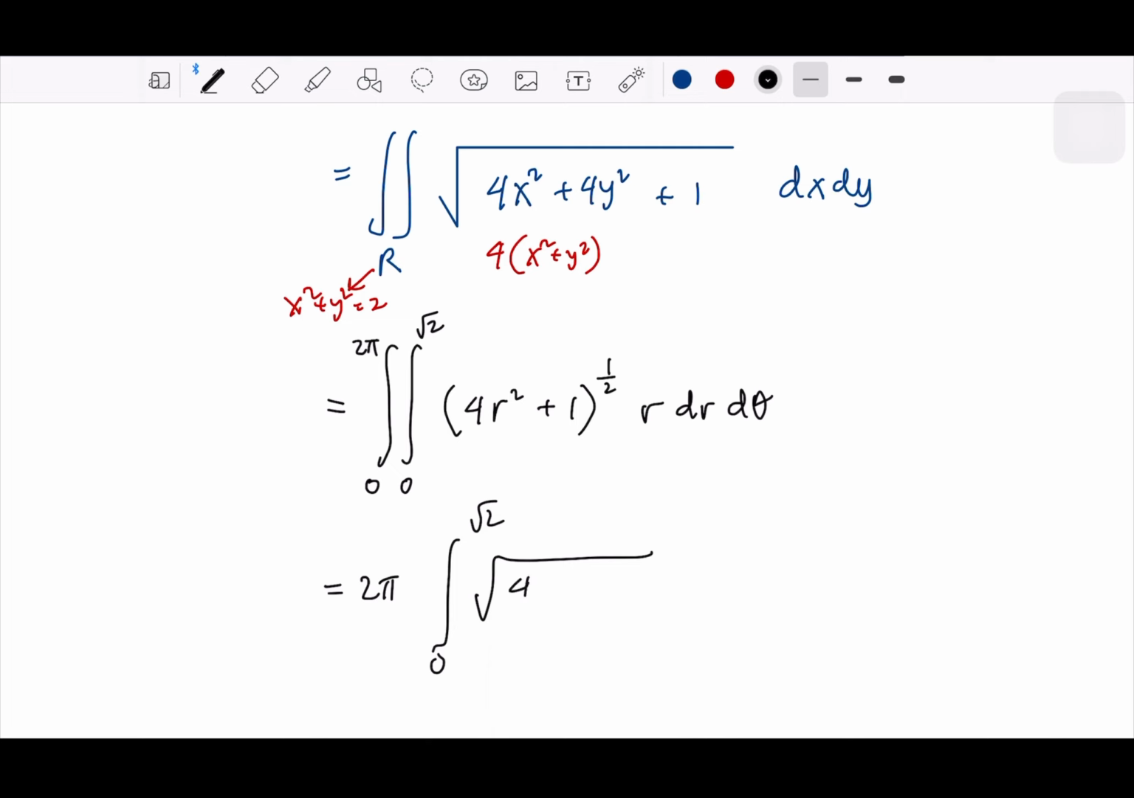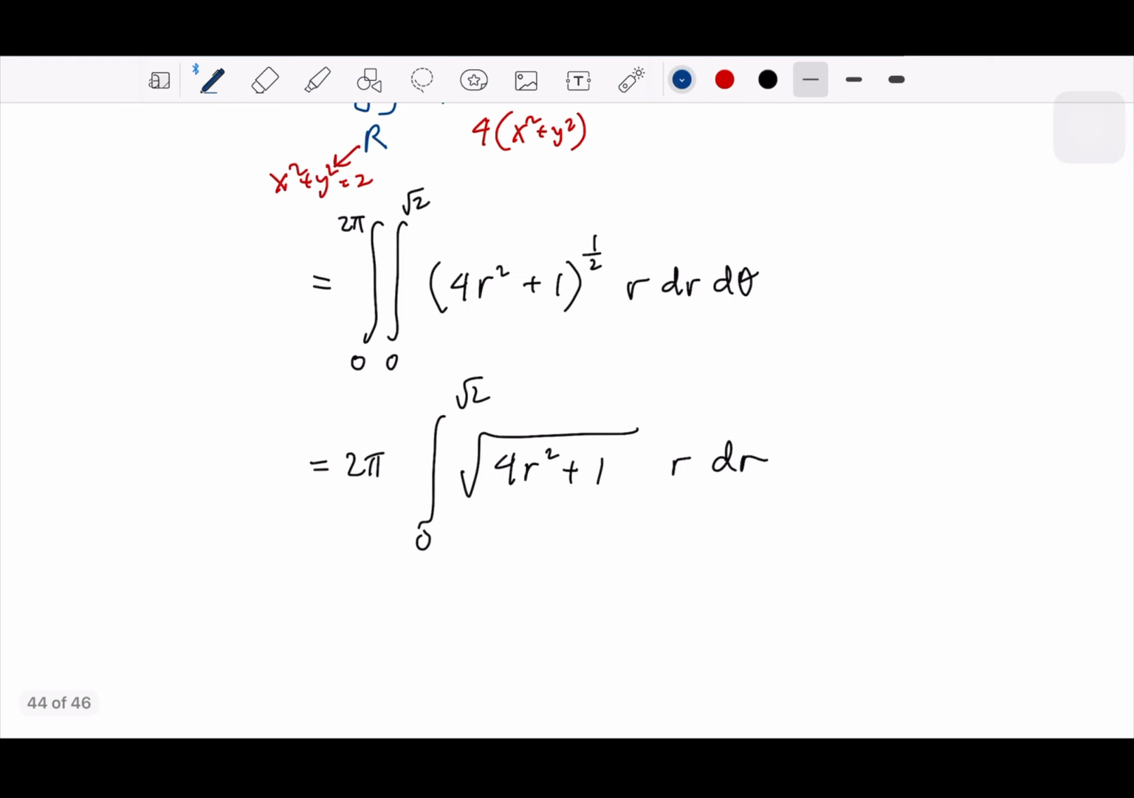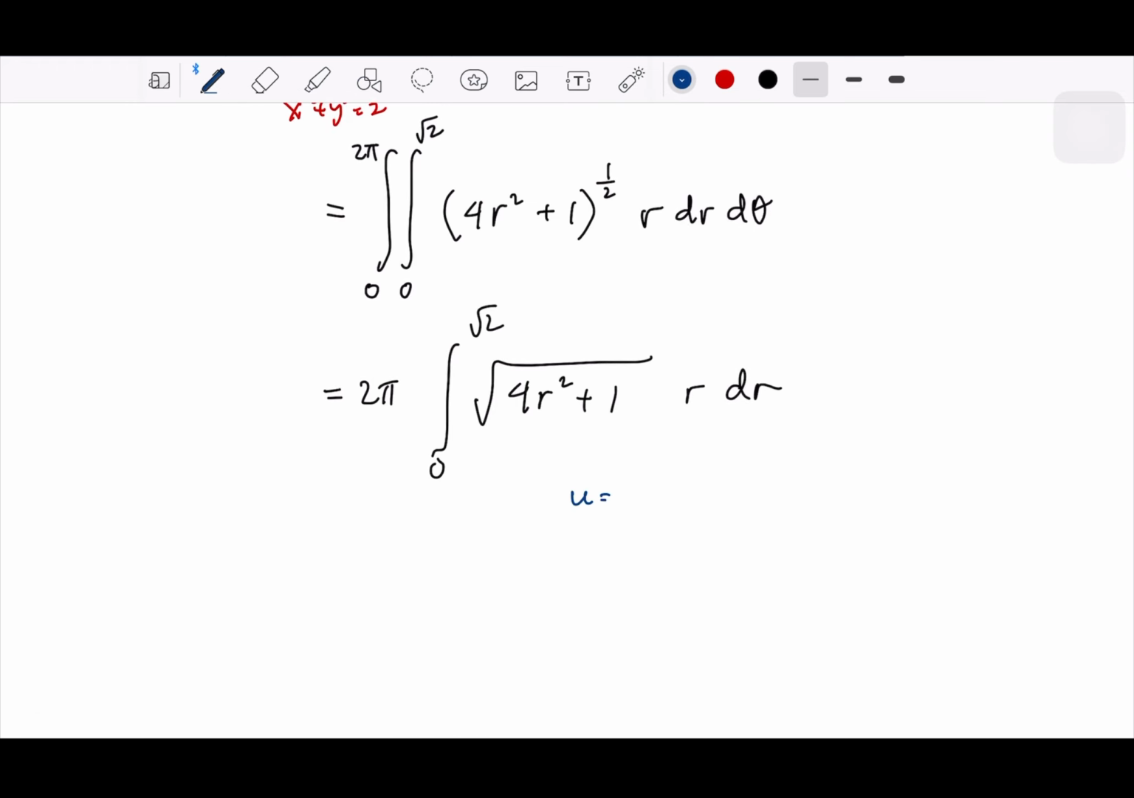I think it's best to just use the substitution method and let u be 4r squared plus 1. So du will be 8r dr. We have 1 over 8 in the front, and you will have the square root of u that you need to integrate. So this will be equal to 2 over 3, 2 pi, and you have 1 over 8. Some sort of calculation.